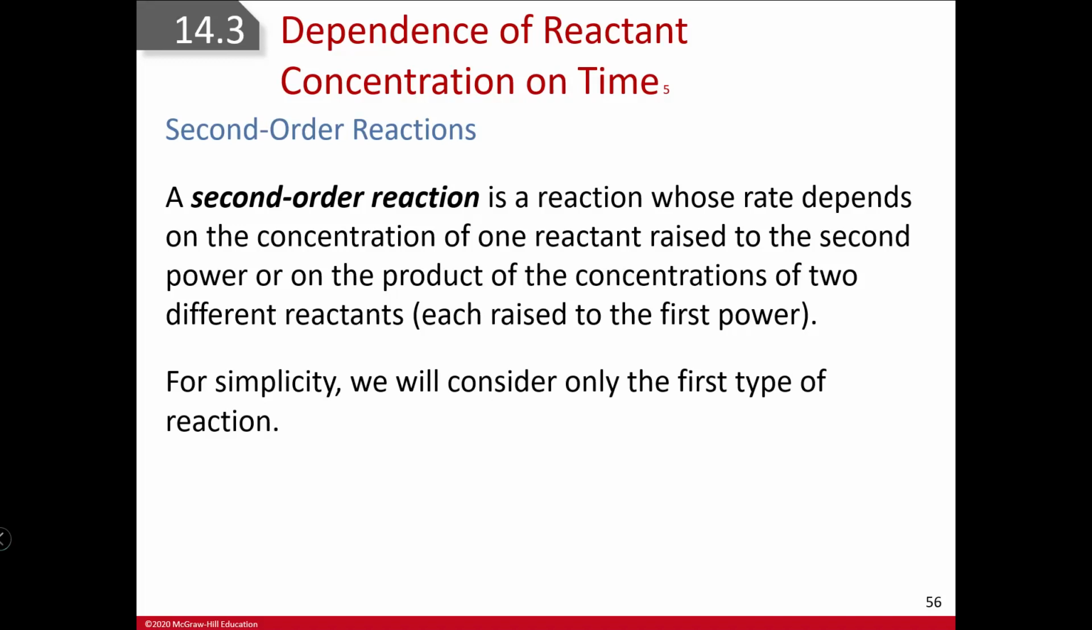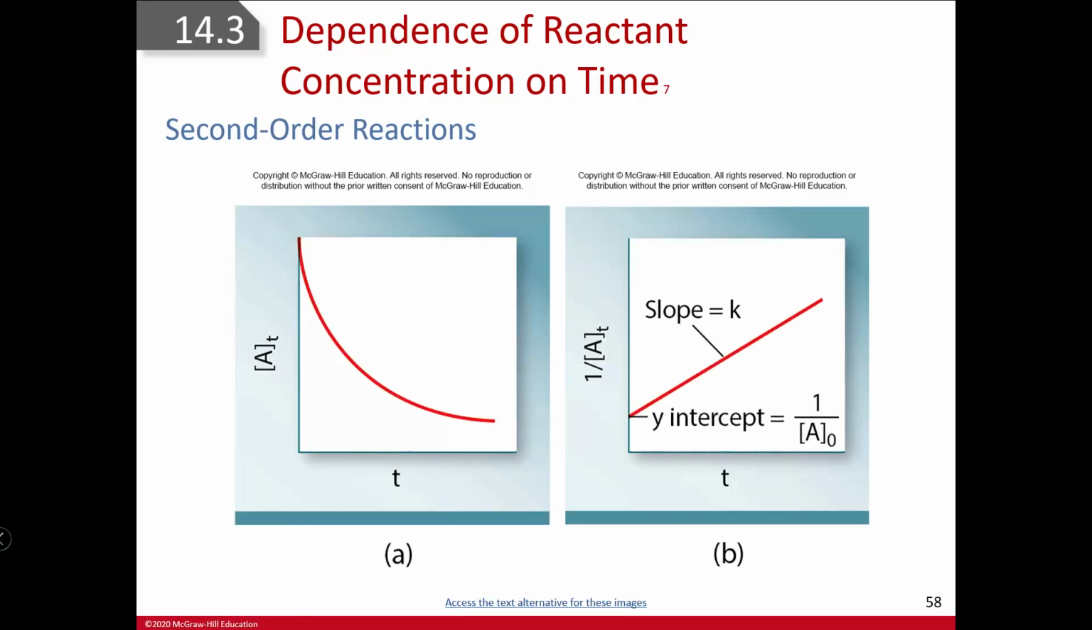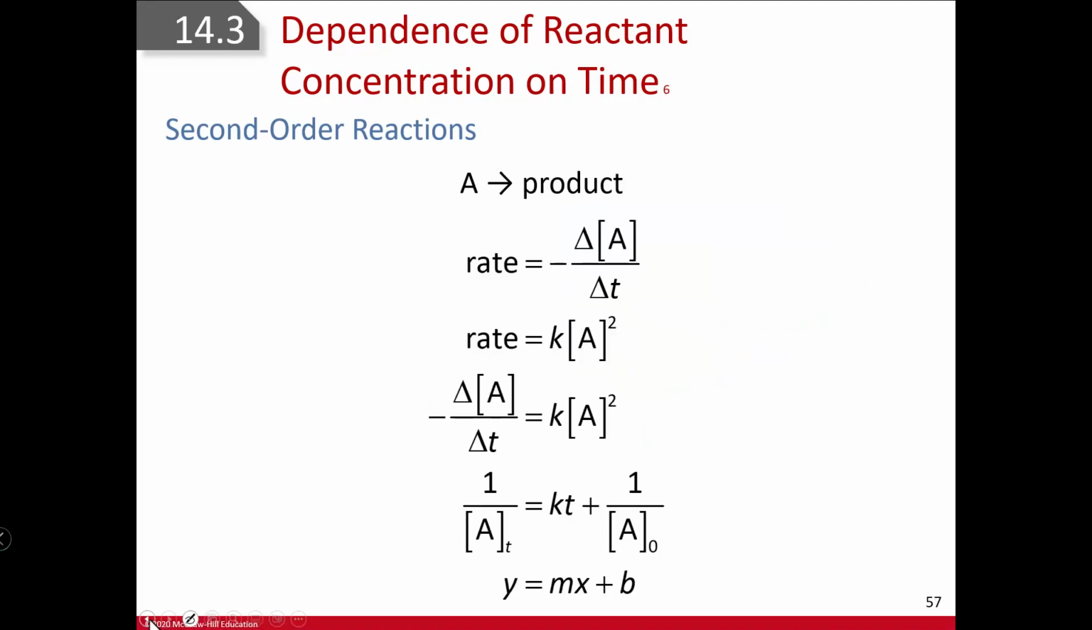So second order reaction means that the concentration of one or more reactants is raised to the second power. And later we'll talk about what that means mechanistically in a reaction. But for right now, to keep it simple, we'll just talk about, again, reactant A going to a product. And instead of being first order with respect to A, it is second order with respect to A. So we're going to see a little bit of a difference here.